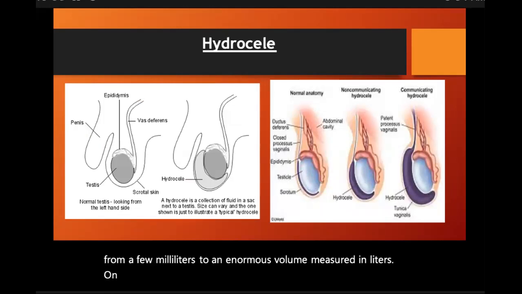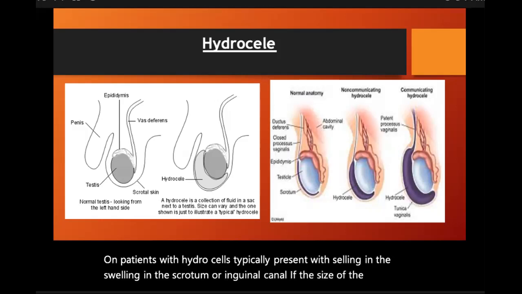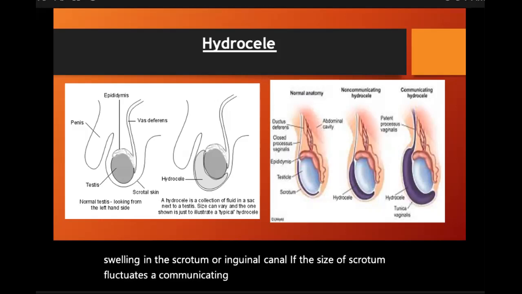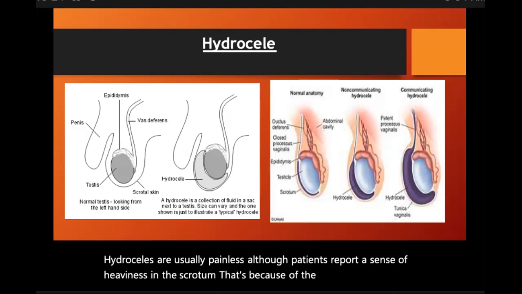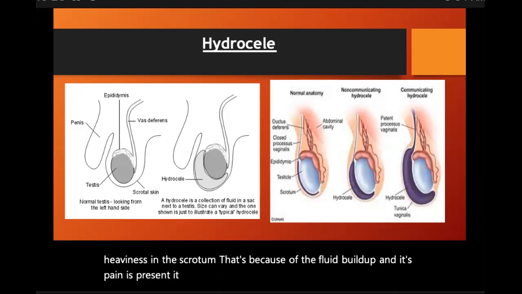Patients with hydroceles typically present with swelling in the scrotum or inguinal canal. If the size of the scrotum fluctuates, a communicating hydrocele could exist. Hydroceles are usually painless, although patients report a sense of heaviness in the scrotum. That's because of the fluid buildup. And if pain is present, it may radiate to the lower back.